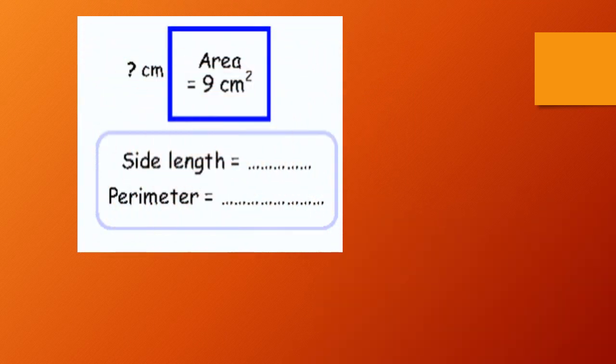I have a square with an area of 9 centimeters squared, and I want to know what is the side length. So the area of the square is side by side. 9 equals what by what? It has to be the same number. So 3 by 3 equals 9. So the side length equals 3 centimeters. The perimeter of the square is side by 4. 3 by 4 equals 12 centimeters.